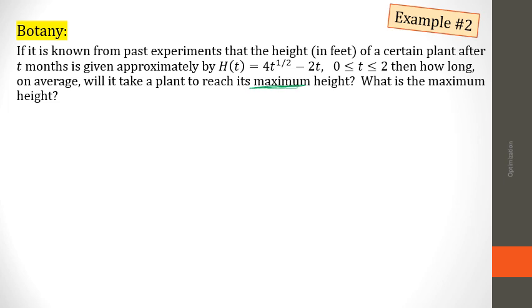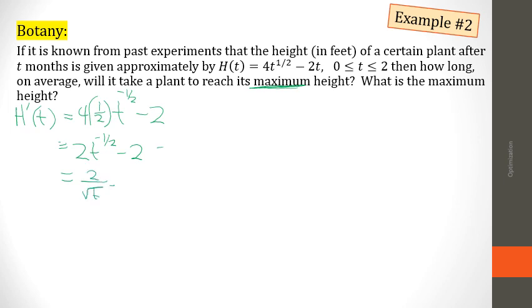And so we need to find the derivative. So the derivative of h, we bring the constant down and bring the power exponent down. The new power is 1 less, so 1/2 minus 1 is negative 1/2. And the derivative of negative 2t is negative 2. And that will simplify to 2t to the negative 1/2 minus 2, which is the same as 2 over square root of t, minus 2.